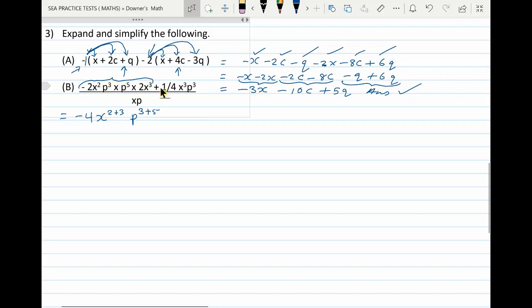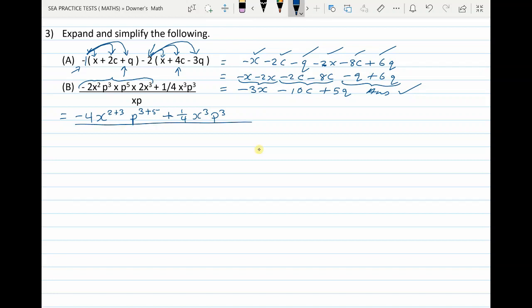Okay, then we'll deal with this part here. So we're going to just put that in, plus a quarter x cubed p cubed, and that's going to be all over xp. So this is going to come down to be minus 4, and then when we add up the 2 and the 3 here, we're going to get 5, and then when we add the 3 and the 5 here, we're going to get 8. So that will be p to the power of 8, which we will put here.